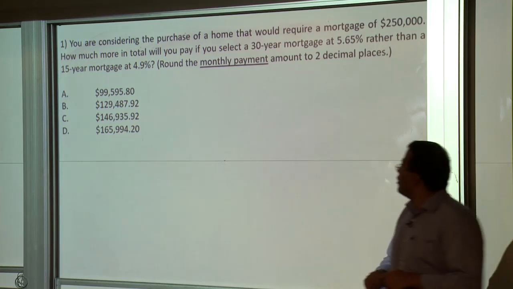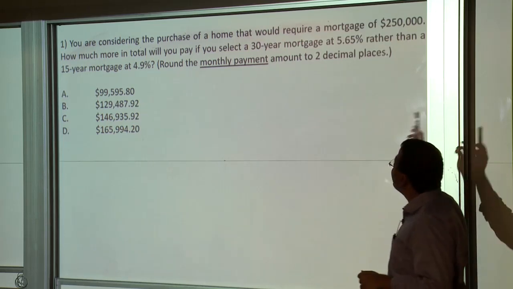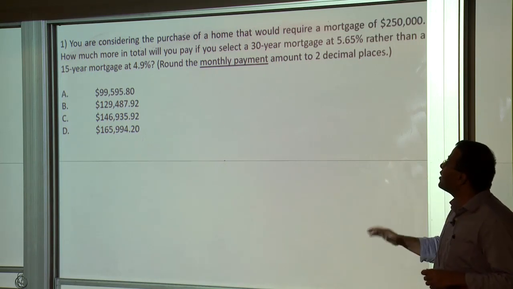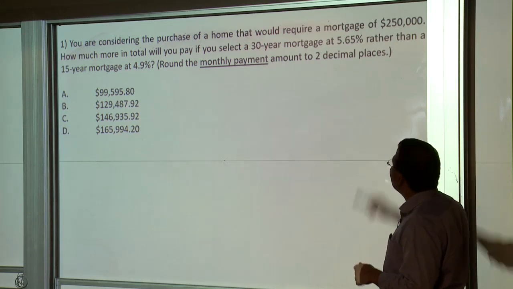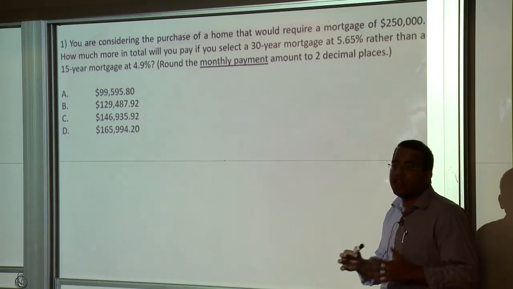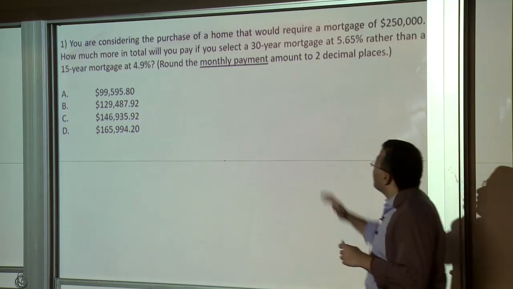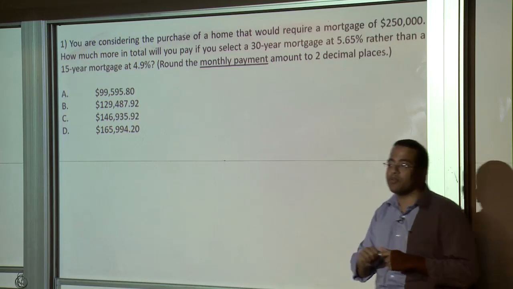Anyway, so you're considering the purchase of a home that would require a mortgage of $250,000. How much more in total will you pay if you select a 30-year mortgage at 5.65% rather than a 15-year mortgage at 4.9%? Round the monthly payment amount to 2 decimals. That's the sort of hint that's given to you.